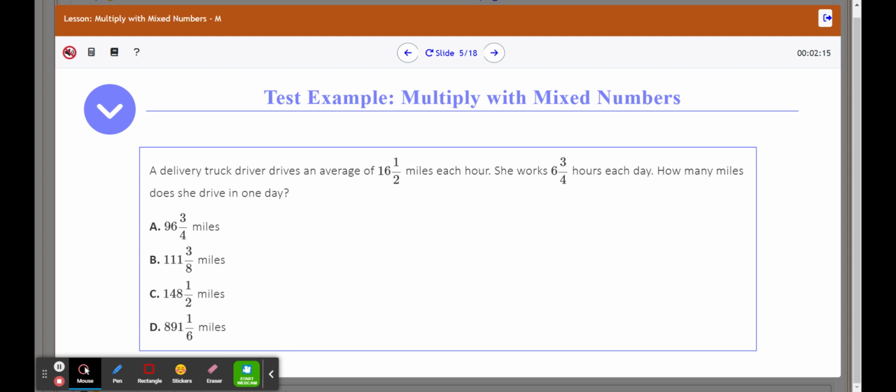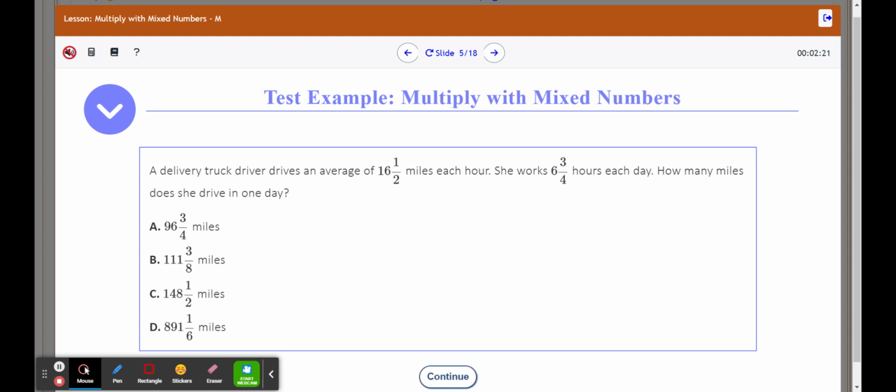So this problem says a delivery truck driver drives an average of 16 1/2 miles each hour. She works 6 3/4 hours each day. How many miles does she drive in one day? So again, anytime you're dealing with mixed numbers, step number one, you want to convert your numbers into improper fractions.